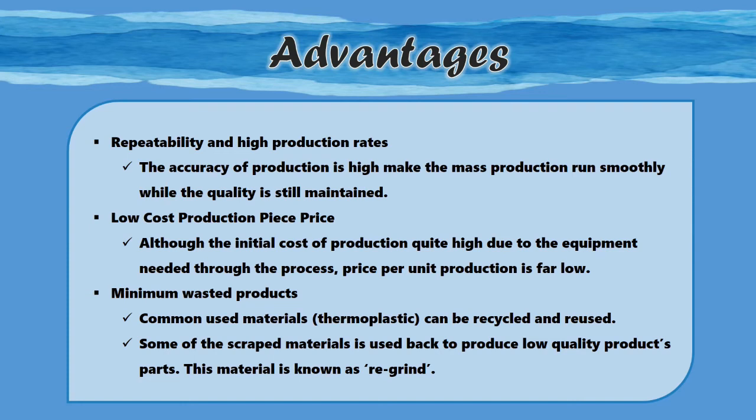These are the advantages of using an injection molding machine in the manufacturing industry. Injection molding can be used repeatedly and its production rate is high. Next, although the initial cost of production is quite high because of the equipment, the price per unit of production is far lower. This process also produces very minimal waste product, so it is very sustainable for the environment.